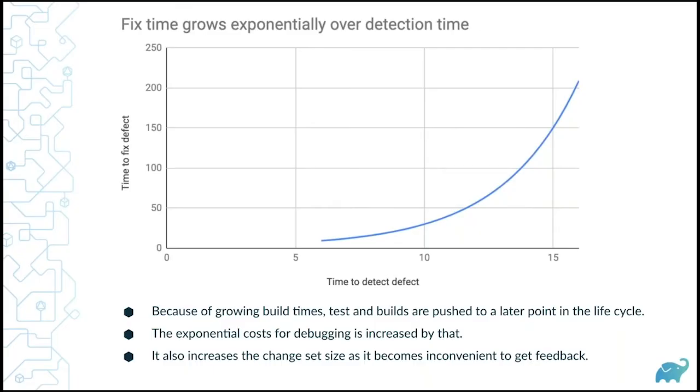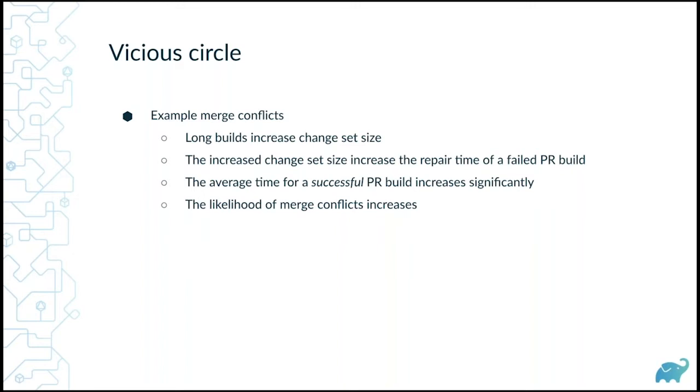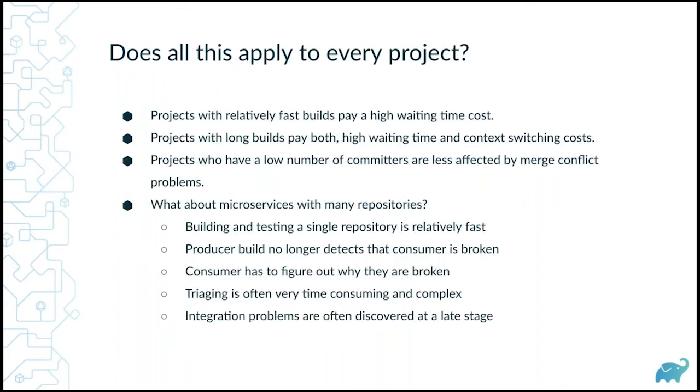So it's kind of ironic, right? Everything is investing into CI and CD products, but the actual process of continuous integration is going in the opposite direction, and we have to change that. It's often a vicious circle. Long builds increase change set size, increase debugging time, increase the average time until a build is successful, right? And that increases the likelihood of merge conflicts. That's something you might be confronted with, right?